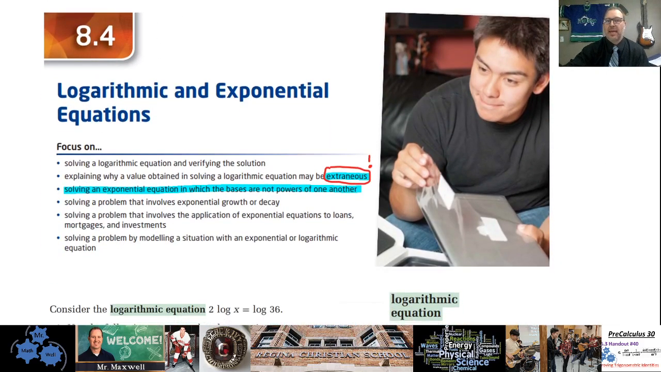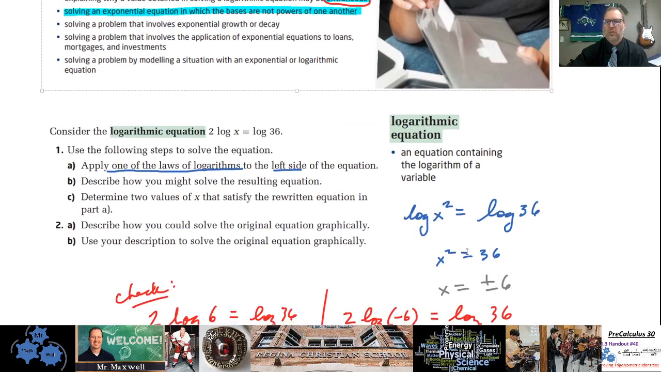Our final section is 8.4, and this again is where logarithms really prove their worth to us. If we have an exponential equation that we're trying to solve, and we cannot write the bases of the powers as the same base, we're in trouble, right? Enter logarithms. So we're going to be able to solve exponential equations when the bases are not powers of one another. And we also have to check to make sure our answers are not extraneous, or make sure that they're allowed. And I'll show you what that means here.